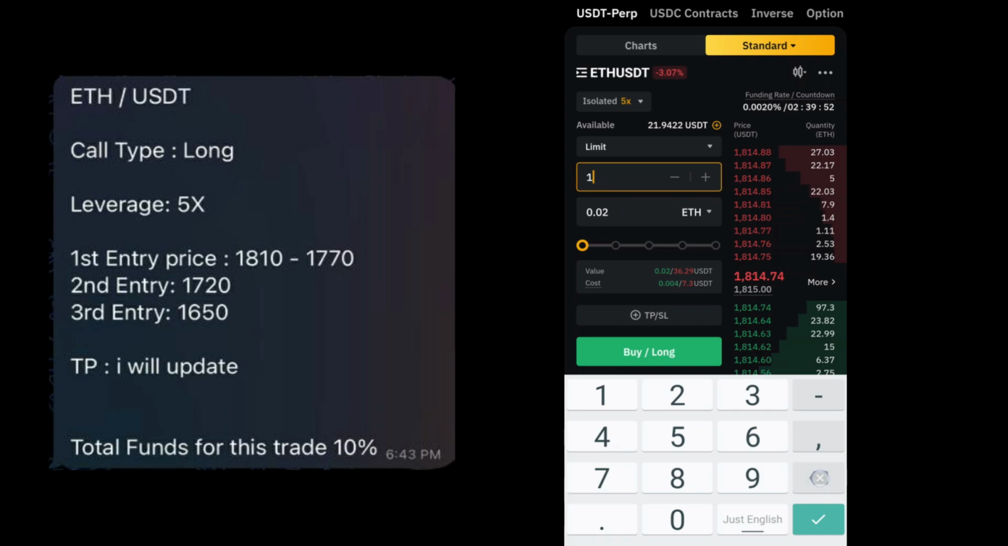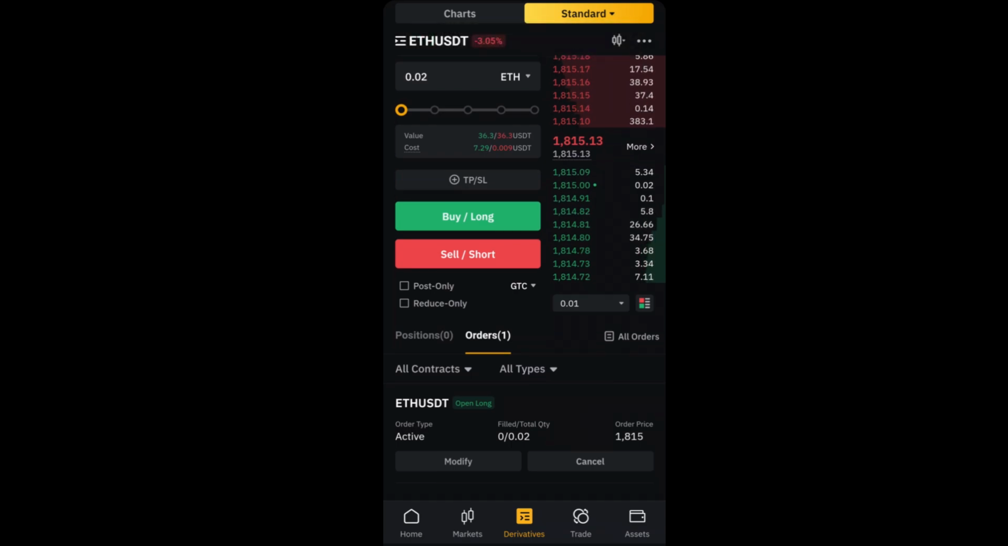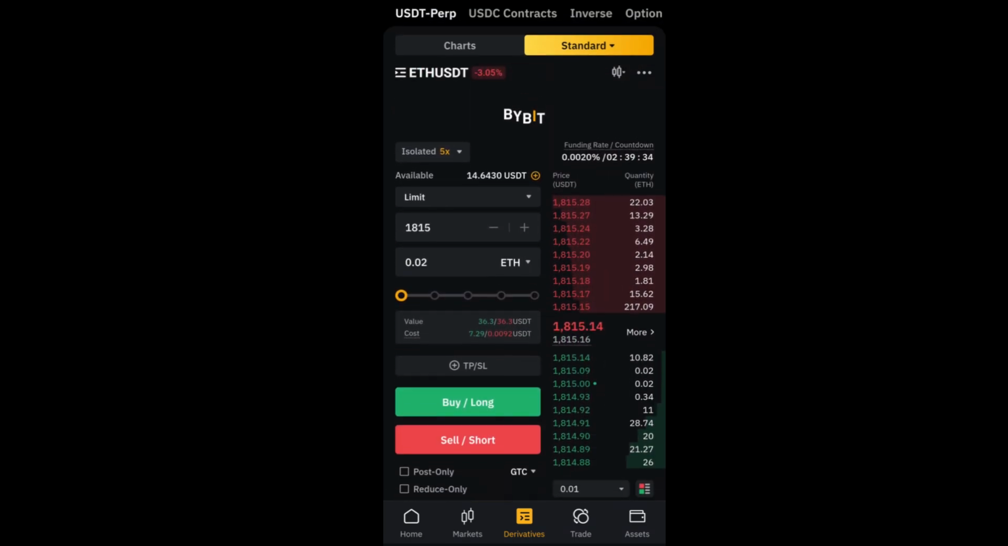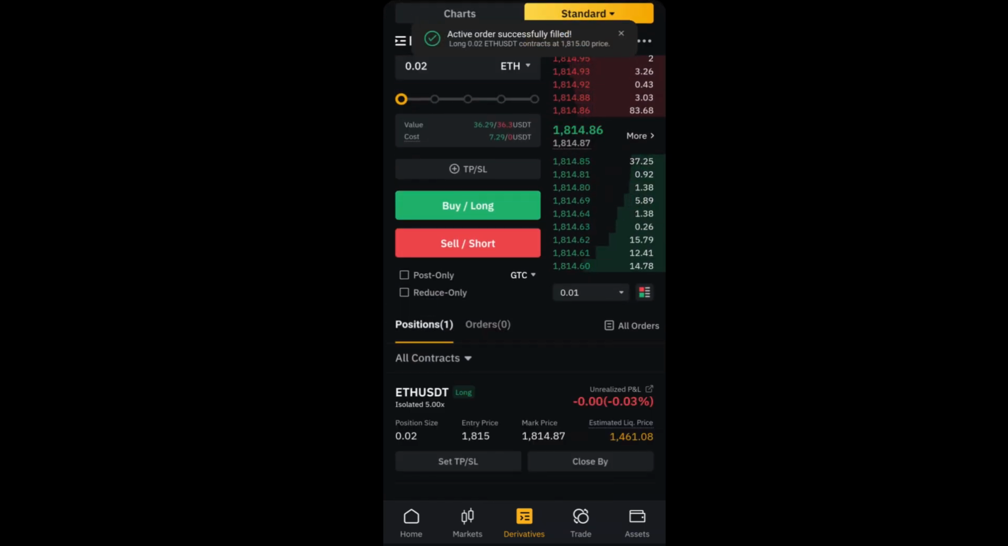Okay, right now the price is trading at $1,814. So I'll set $1,815. Now within a few seconds my trade will get executed. So yes guys, the Ethereum trade is running. And guys, remember this entry price here, okay?